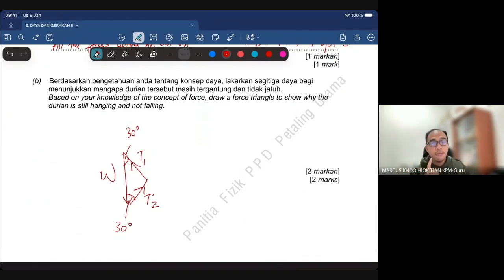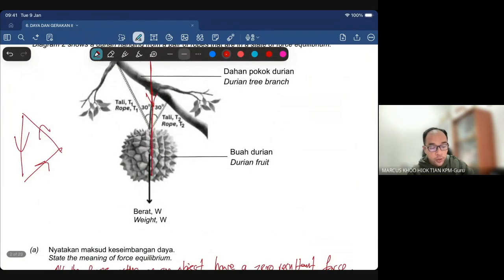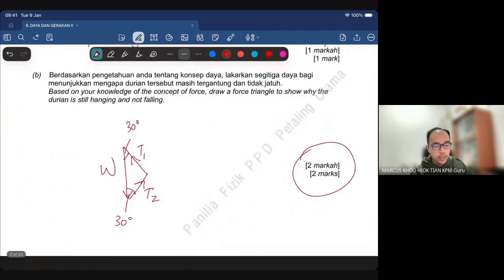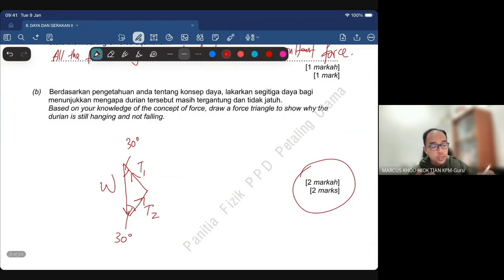The most important thing, whenever you draw this triangle, one mark is just for the triangle, the second mark is for the angle. You don't have to label both angles, but you need to be very aware of what the angle is. At least one angle is written down. Usually what you can do is just extend this all the way out so that you can see that W with T2 makes a 30-degree angle. So this is a complete answer: one mark for the triangle and one mark for at least one angle. That is given over here.